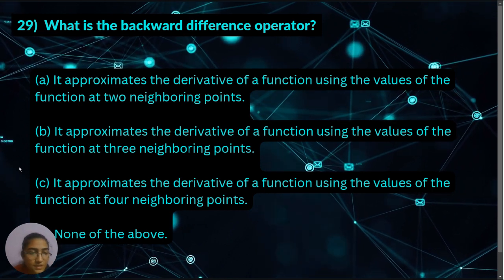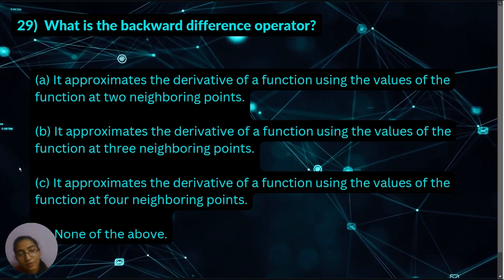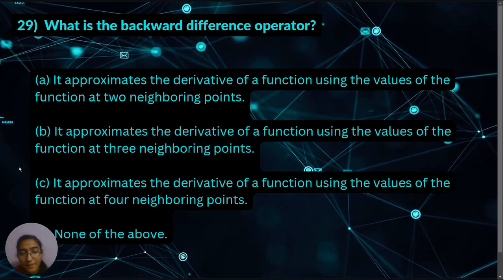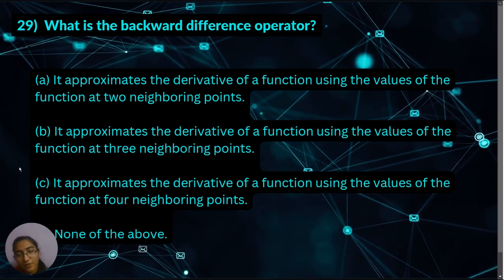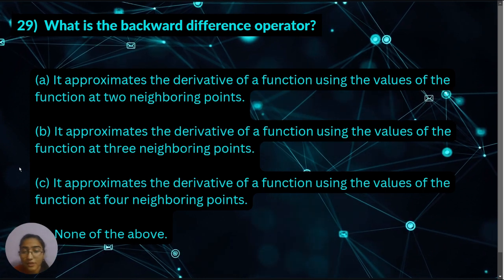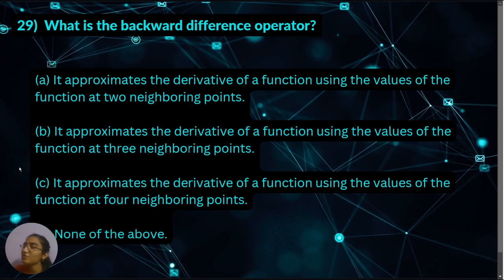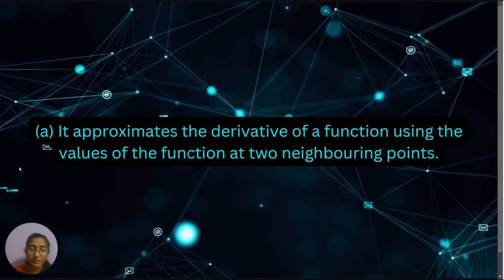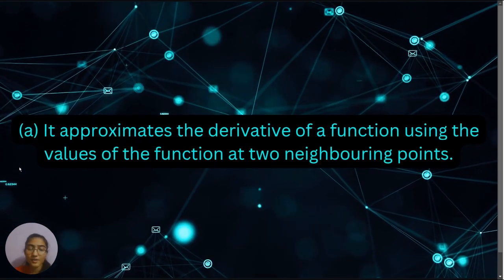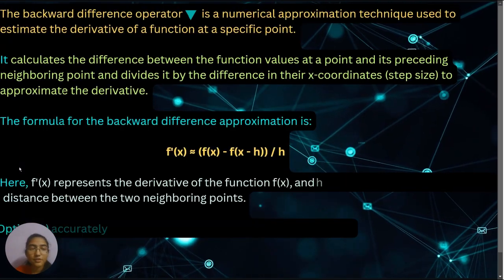And our options are: A, it approximates the derivative of a function using the values of the function at two neighboring points. B, it approximates the derivative of a function using values of the function at three neighboring points. C, it approximates the derivative of a function using values of the function at four neighboring points. Or D, none of the above. It is so obvious a question, guys. The answer is A. It approximates the derivative of a function using the values of the function at two neighboring points, obviously similar to the forward difference operator.